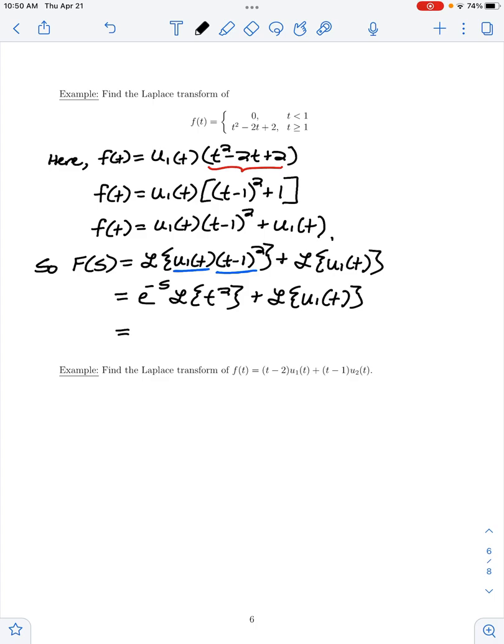So using my table of transforms, I have e to the negative s times the transform of t squared, which would be 2 factorial, or 2, divided by s to the 2 plus 1, so s cubed, plus the transform of u1, which would be e to the negative 1s over s. Or if you prefer, we can factor out e to the negative s, leaving us with 2 over s cubed plus 1 over s.